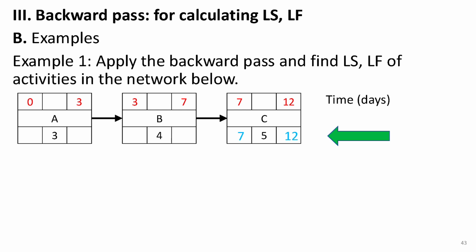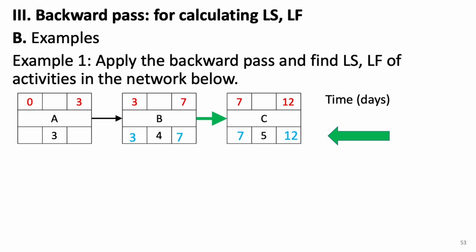The late finish of C must be 12, which is equal to the project duration. The reason for this is simple. We don't want to delay the project completion. Delaying C will extend the project duration. Now, if activity C is completed on day 12, it must have started on day 7. We get this by subtracting the duration from the late finish.